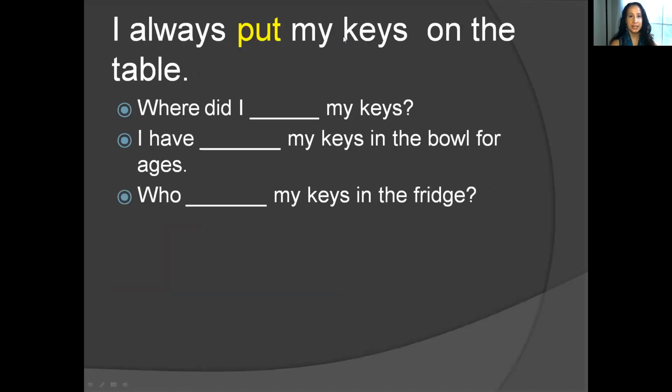I always put my keys on the table. Okay? What would be the irregular verbs for put? I always put my keys on the table. Where did I blank my keys? Where did I, see, very frustrated. Where did I put my keys? Okay? Here's the tricky one. Remember have. I have blank my keys in the bowl for ages.